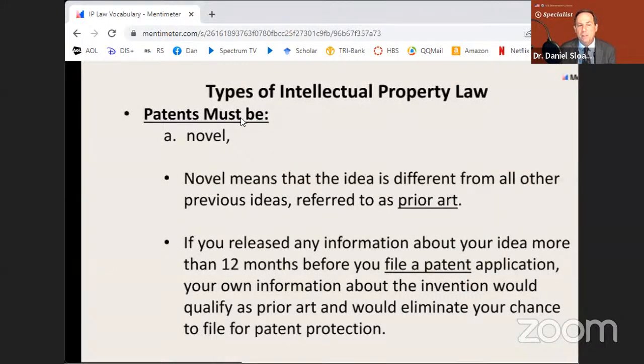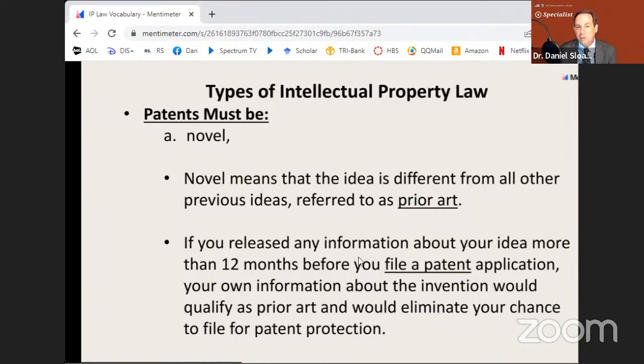And then patents must be novel. Okay, patents, we're going back to patents again. Novel means that the idea is different from all other previous ideas, referred to as prior art. So it has to be different. Otherwise, if it's too close to an existing patent, they will not allow you to infringe on somebody else's work.